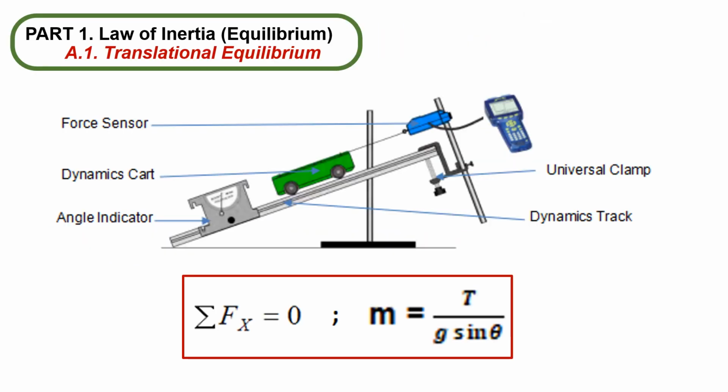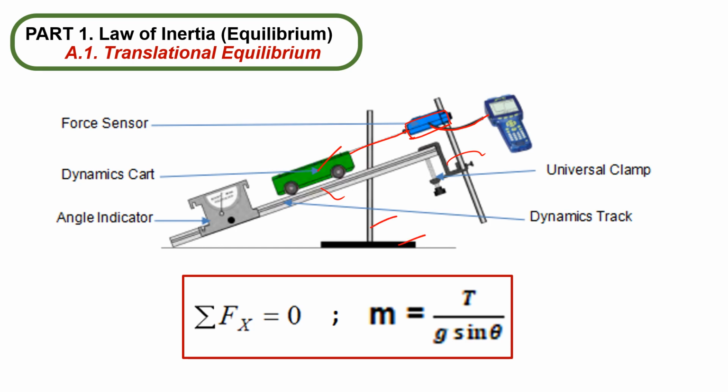For translational equilibrium, we have this setup. We have the dynamics cart, which is placed on the dynamics track. We need to use an angle indicator to measure the angle. And we have here a force sensor, which is used to measure the tension on the string that is connected to the dynamics cart. The force sensor is connected to the Explorer GLX to record the reading of the tension or force. We need a universal clamp here and also a metal rod, or stand.